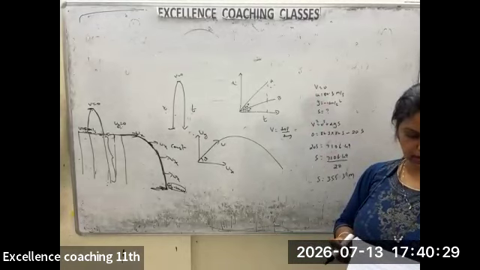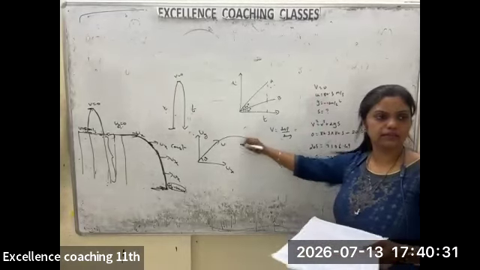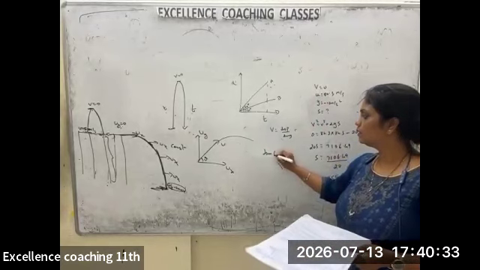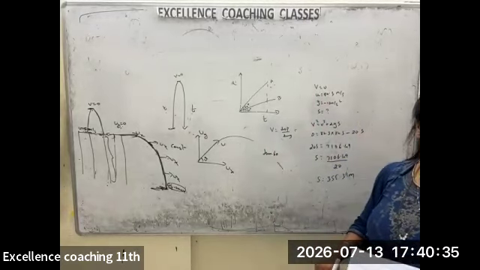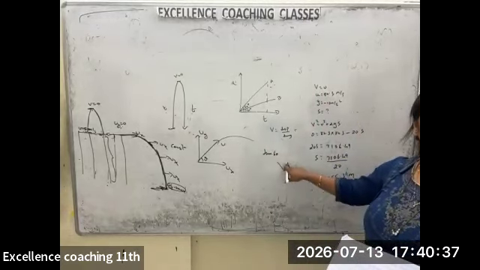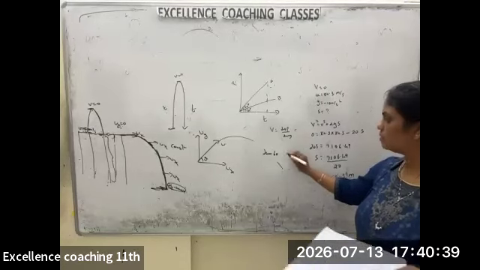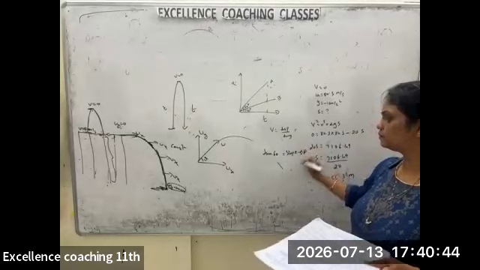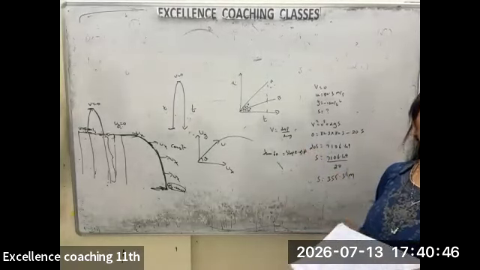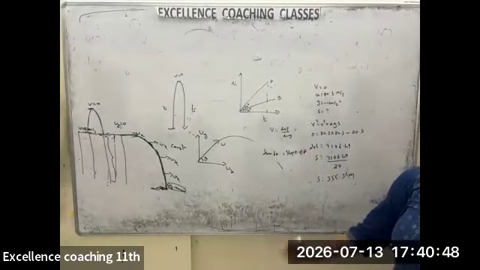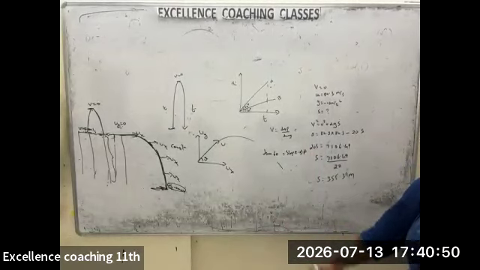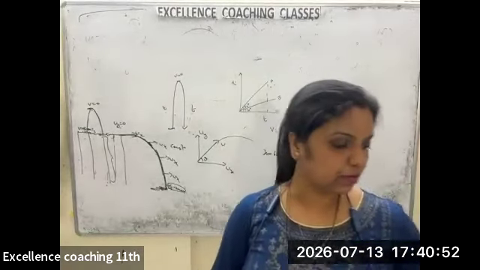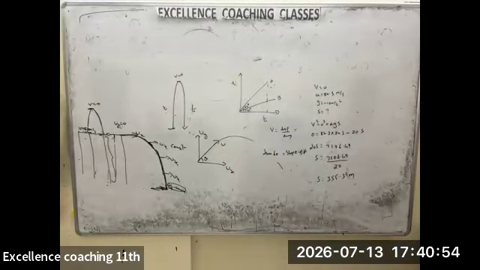Justify your answer means let us show it by taking tan theta. Tan 60 gives the slope of A and tan 30 is the slope of B. So tan 60 is greater than tan 30, so the slope of A will be greater, so A will have more velocity than B.